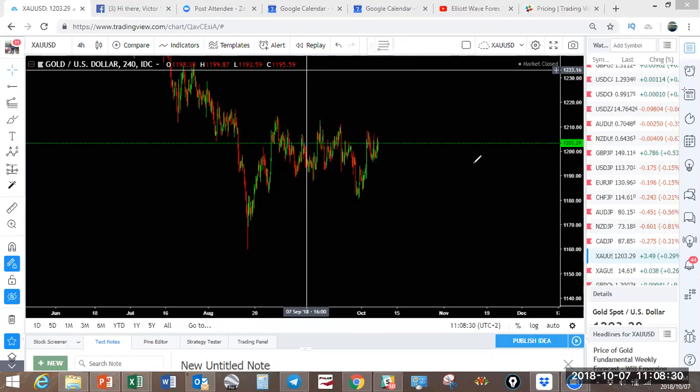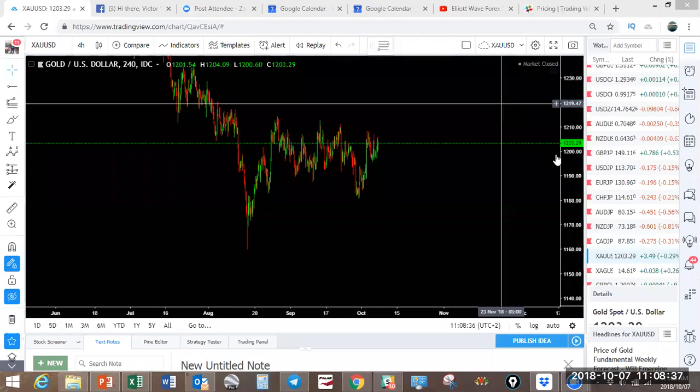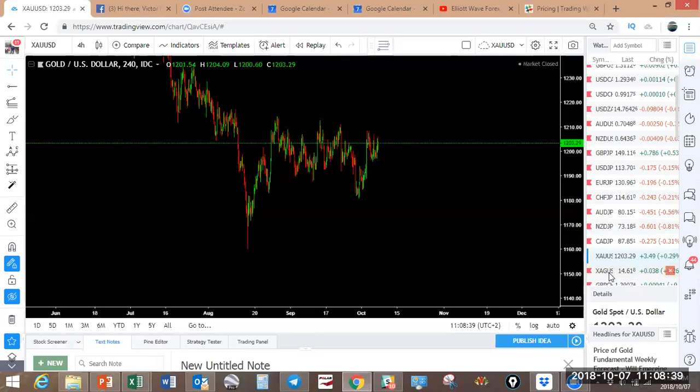But it doesn't matter what I want. What matters is what the price is going to give us. When it gives us, we will be able to catch it. Right, so that is gold and silver. Let's look at silver.